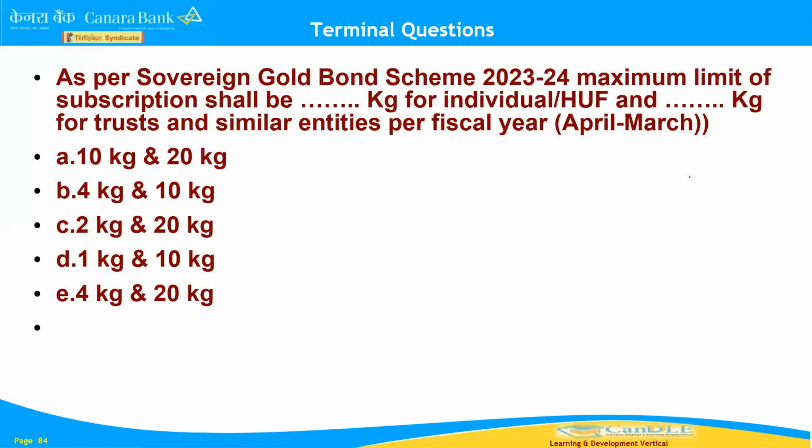Sovereign gold bond scheme, maximum limit of subscription will be dash kg for individual and dash kg for trust for a financial year. How much for individual, HUF, and how much for trust? Many people have answered E. E is the correct answer, sir. Some people have given wrong answers again. It is 4 kg for HUF and individual, 1 gram minimum in multiples of 1 gram. Everybody it is 4 kg except for trust. Trust is 20 kgs. So answer E is correct.